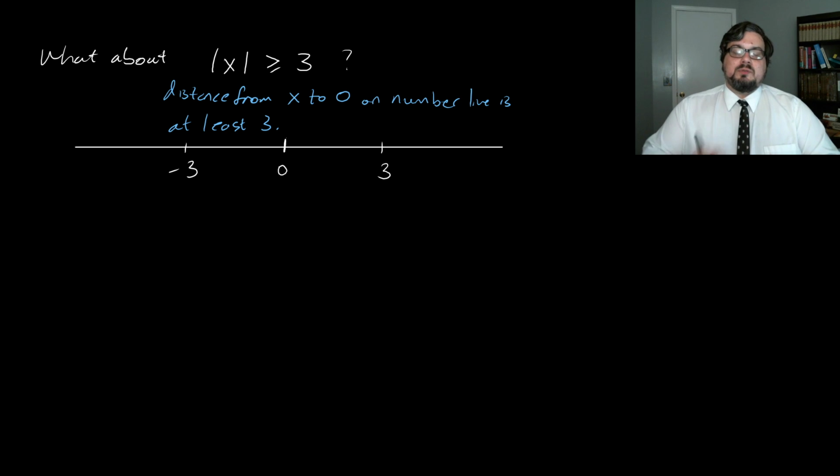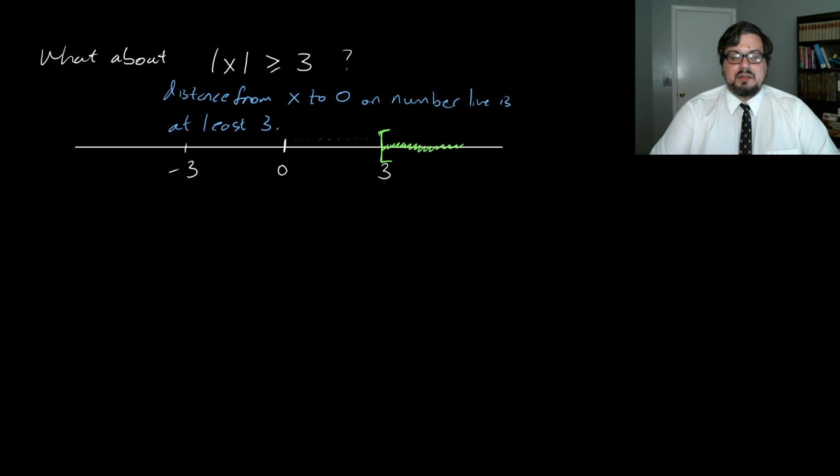There are two different ways that that can happen. X can be far away from 0 on the right side of the number line or on the left side of the number line. So if we want to find all the numbers where the absolute value is at least 3, we can start at 0, move to the right, and then see that, okay, well, the first number which has a distance of at least 3 from 0 is 3 itself.